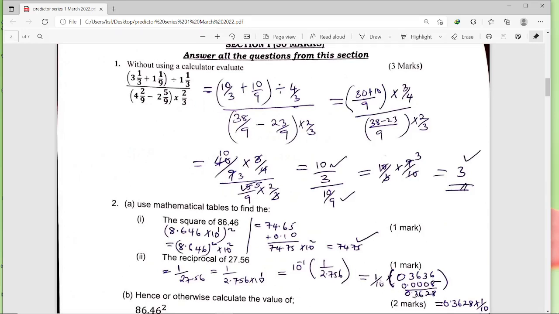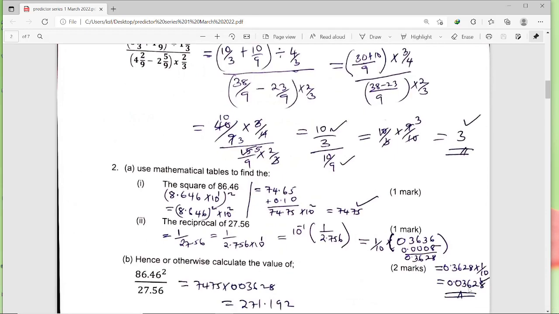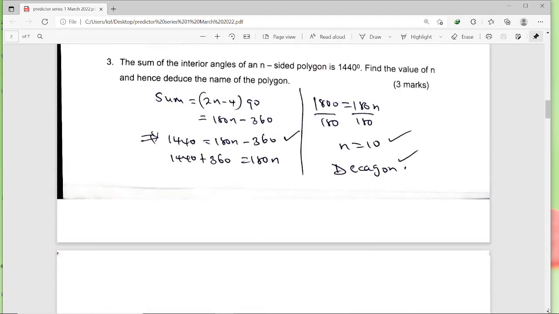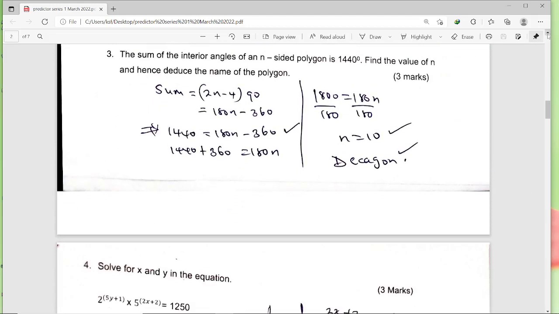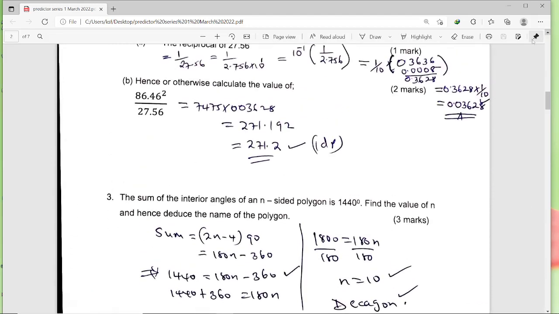Then times 10 power negative 1, or times 1 over 10, and that gives you, you move 1 step behind, so it will be 0.03628 as the reciprocal.